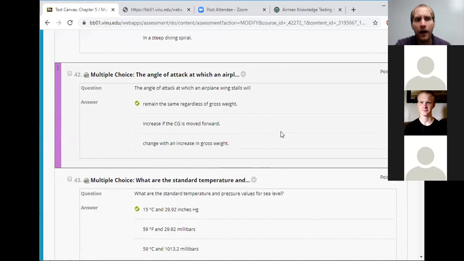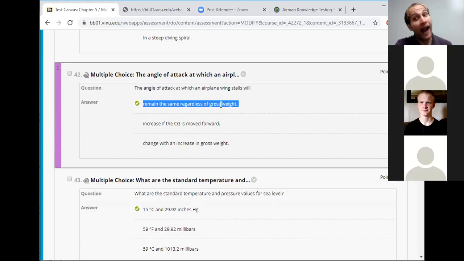All right. A good question here, aerodynamics. The angle of attack at which an airplane wing stalls will remain the same regardless of gross weight. So the thing you're really picking up on here is that the angle of attack at which an airplane stalls will remain the same regardless of weight. The airplane always stalls for the same reason. It's because you exceed the critical angle of attack.